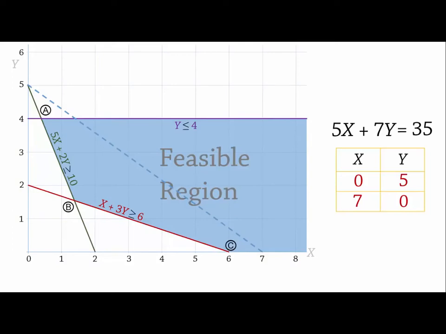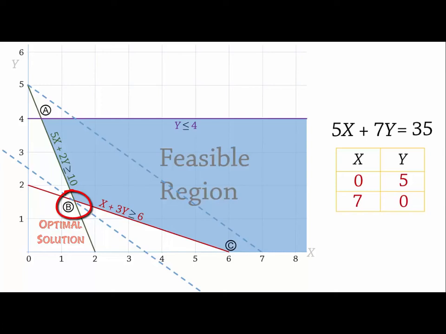Recall that it is a minimization problem. So, to use this line to determine the best extreme point, we slowly move it down toward the origin parallel to itself. If this were a maximization problem, we would move the line upward away from the origin. The last extreme point the line touches before leaving the feasible region is the optimal point.